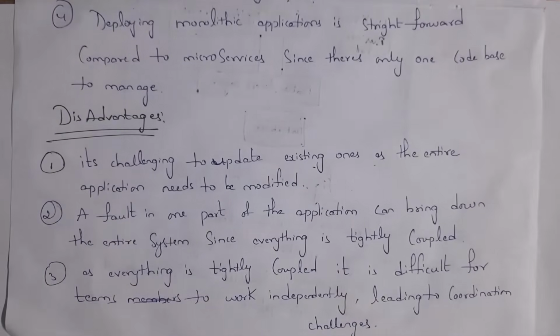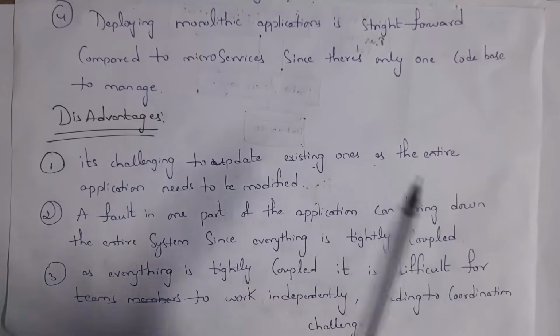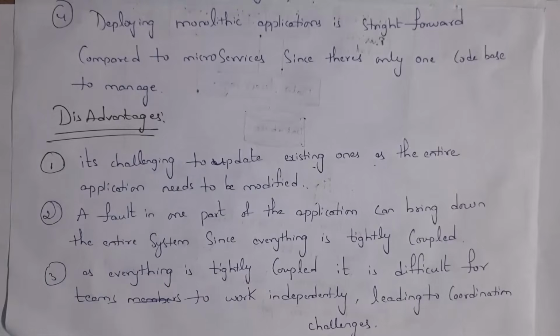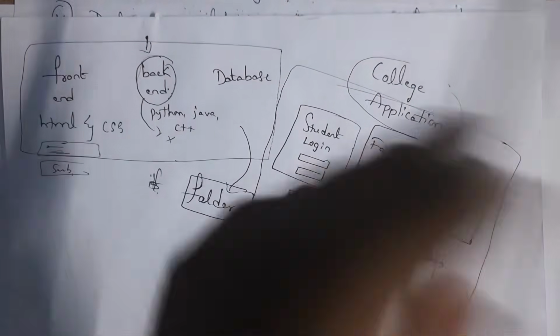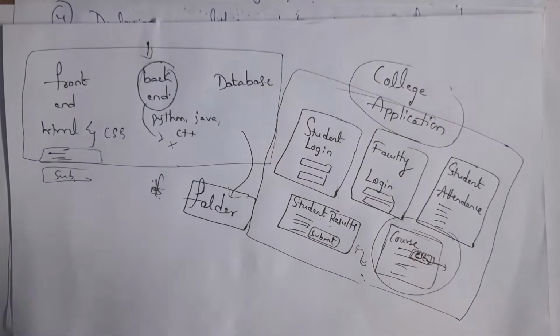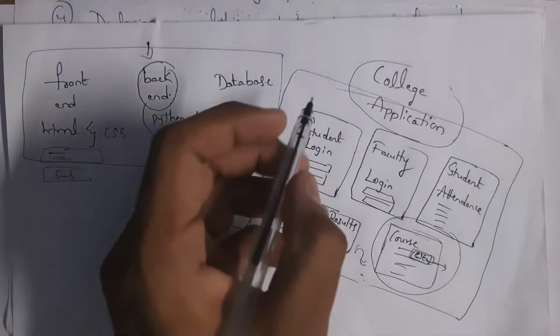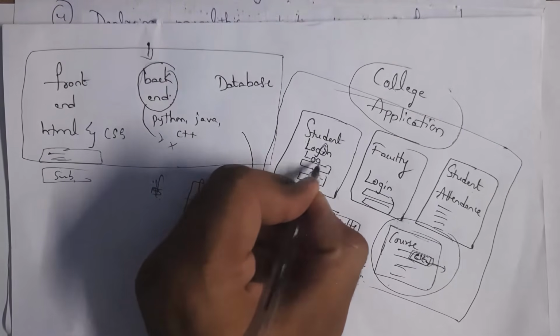These are the disadvantages in monolithic architecture. First one is, it's challenging to update existing ones as the entire application needs to be modified. Guys, I will give an example. Guys, this is the Kali application which I created by using this monolithic architecture. For example, in this Kali application, I made one small spelling mistake. Like in login, I did not write I, I just wrote LOGN.